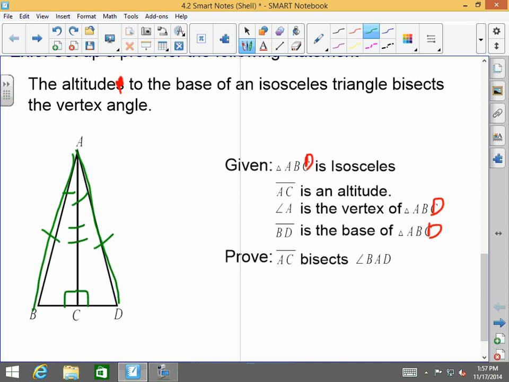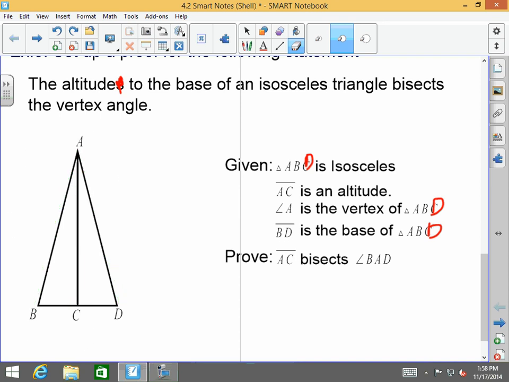Okay? Yes, sir. No. The question was, did we have to prove that triangle ACB and ACD are isosceles? No, we proved that they were both congruent. Let's go through it again. And I thank you. That's what I love when you guys ask questions.